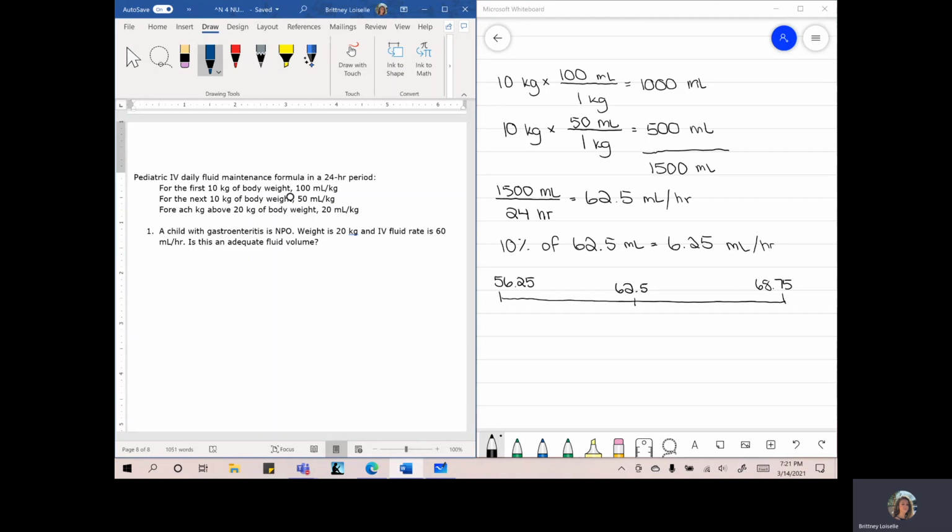per hour. Now we can go back to the question, and it said that the weight is 20 kilograms and the IV fluid rate is 60 milliliters an hour. Is this an adequate fluid volume? So from finding out the answers to this question, we can see that 60 milliliters an hour would fall somewhere in this area, and that is within the safe range, and that's the lower 10% of 62.5, but that is okay. So we know that 60 milliliters per hour is adequate.